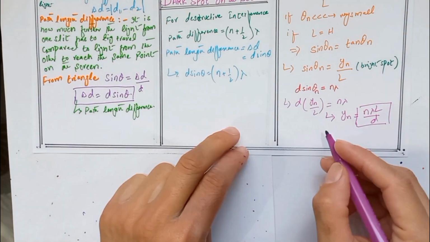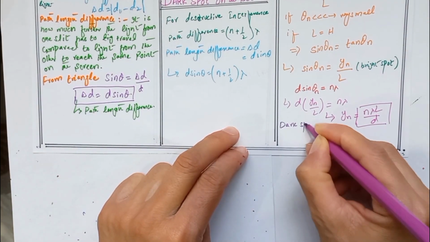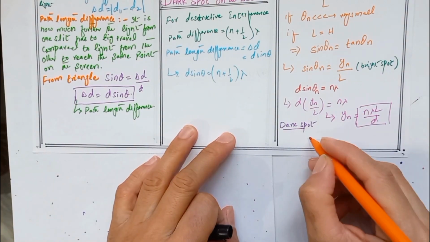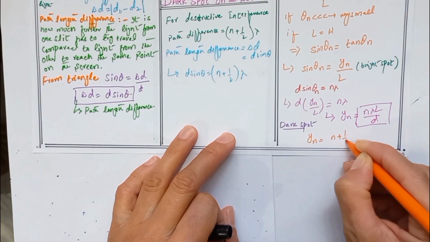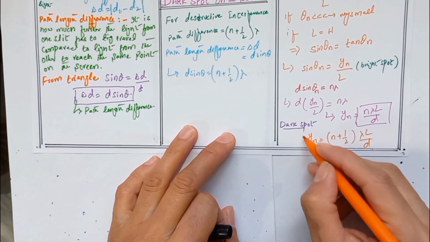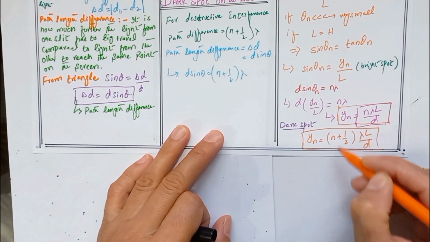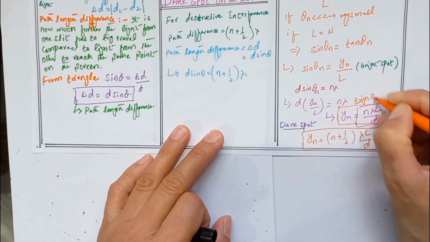Similarly, we can find the position for the dark spot. For the dark spot, this equation becomes y n is equal to (n plus half) lambda L over d. This is for the bright spot and this is for the dark spot.